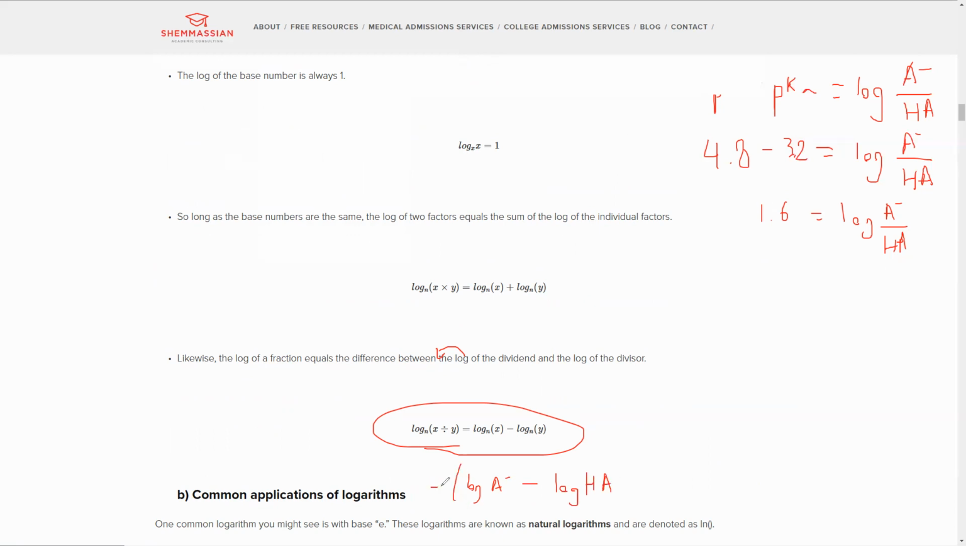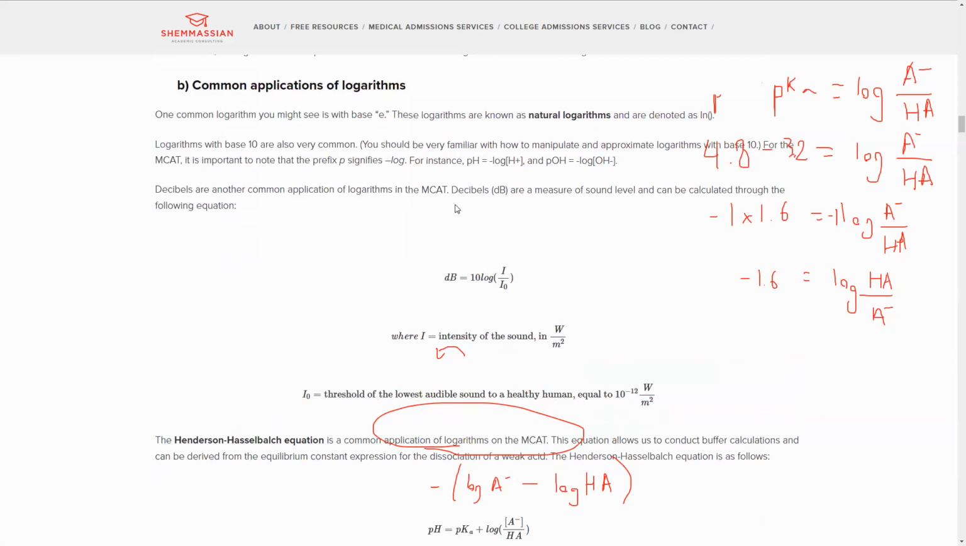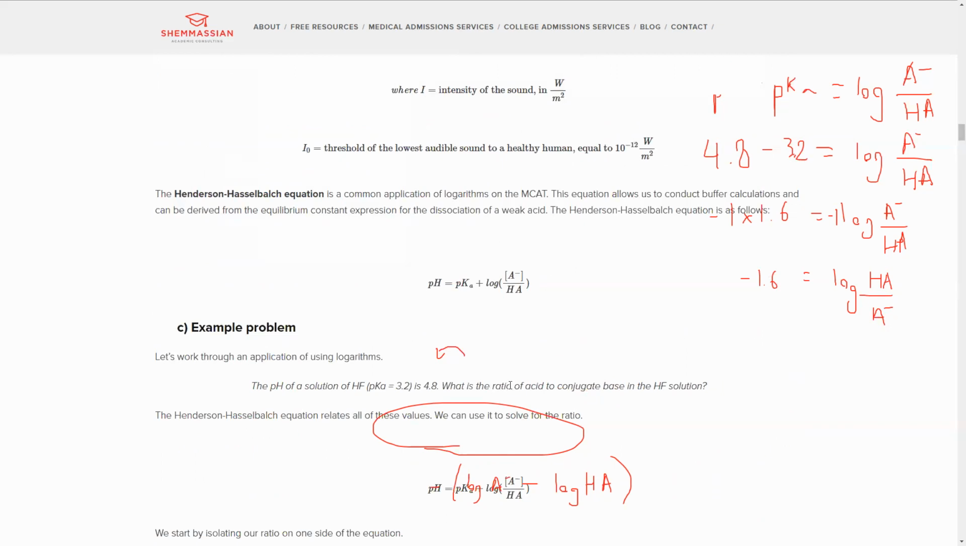If we multiply this whole thing by a negative, we'll be able to flip the whole thing. So we'll multiply both sides by negative, and that's going to give us negative 1.6 is equivalent to log HA minus A minus. And now we are actually solving for exactly what we want to solve for. Now we're actually solving for the ratio of acid to conjugate base. That's a very key thing. And now it's just a matter of actually solving it.